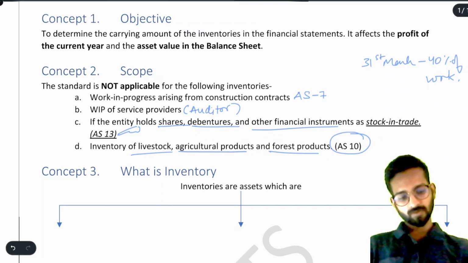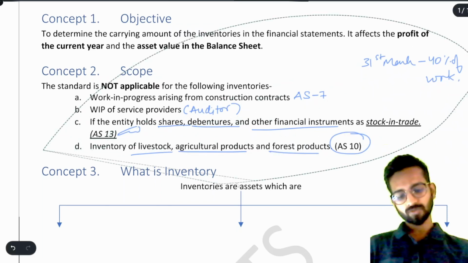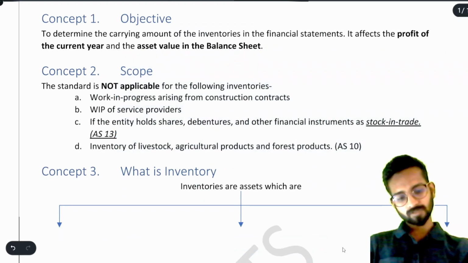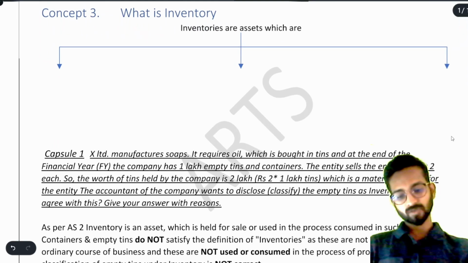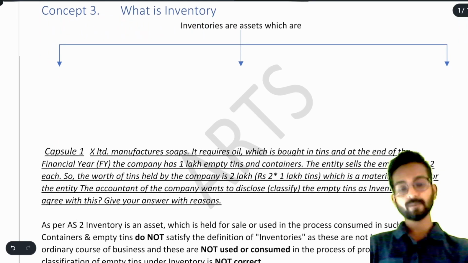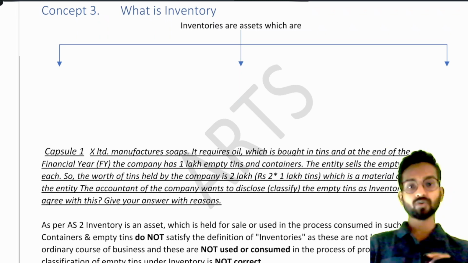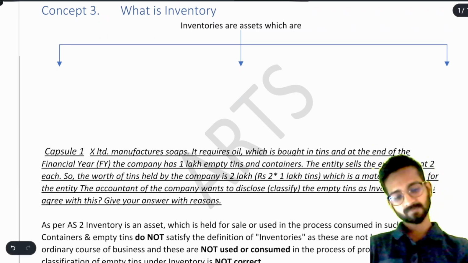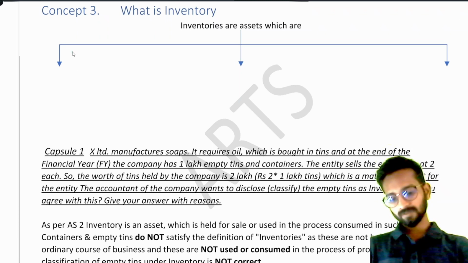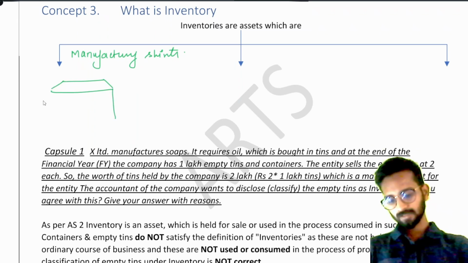Now, this was the scope of Accounting Standard 2. Now we will learn what we mean by inventory. It becomes very important to understand, because from here our accounting standard begins. To value the inventory, we must first know what inventory is. Now see, let's say we are in the business of manufacturing shirts. Sir, do we have a factory? Yes, we have a factory. See, this is our factory.